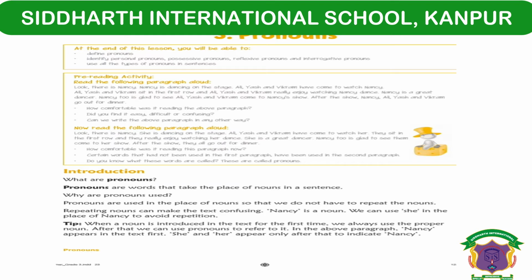Why are pronouns used? Pronouns are used in the place of nouns so that we do not have to repeat the nouns. Understand? In the place of noun. They are used in the place of noun so that we do not have to repeat the noun. Just like Sita is a good girl and she is topper of the class. So one time we use Sita and next time we use she. She is a pronoun.